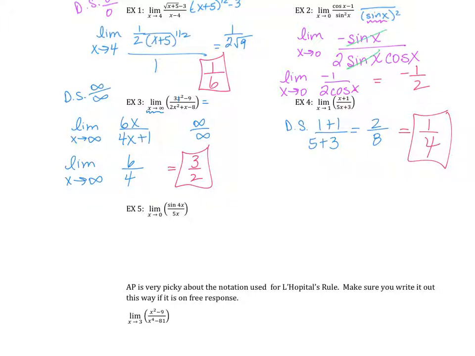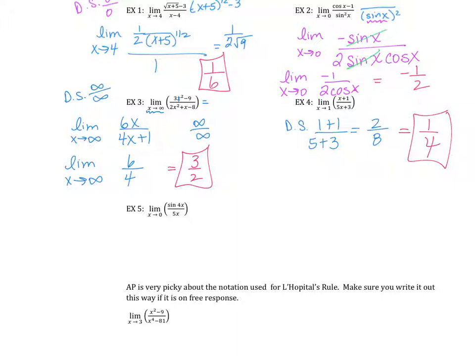Think about it. If I did, my derivative would be 1 over 5, and I would get 1/5. So that's the whole point: you don't use L'Hopital's just because you see a fraction. You use L'Hopital's when you do direct sub and get 0 over 0.